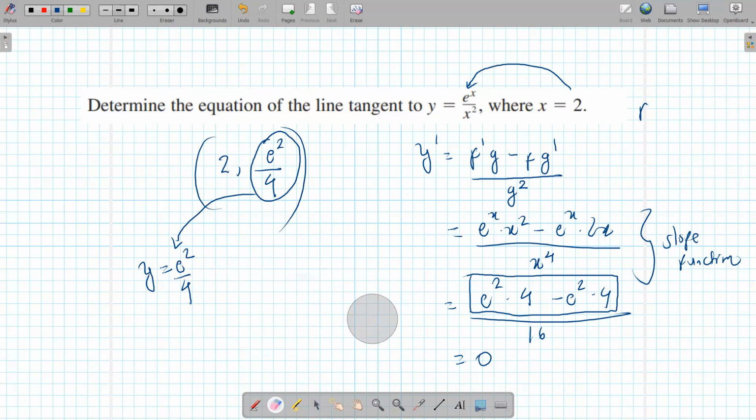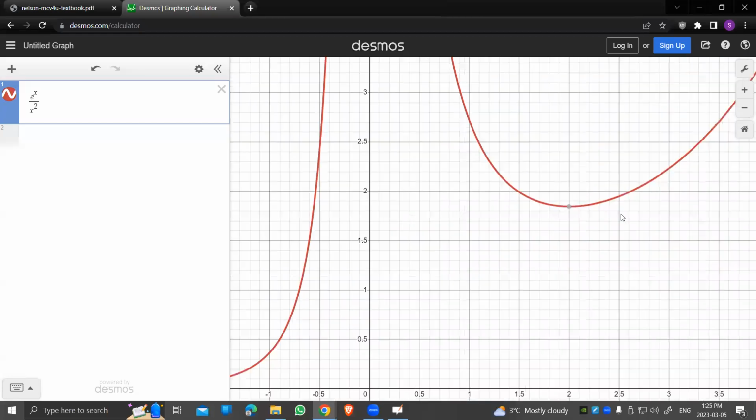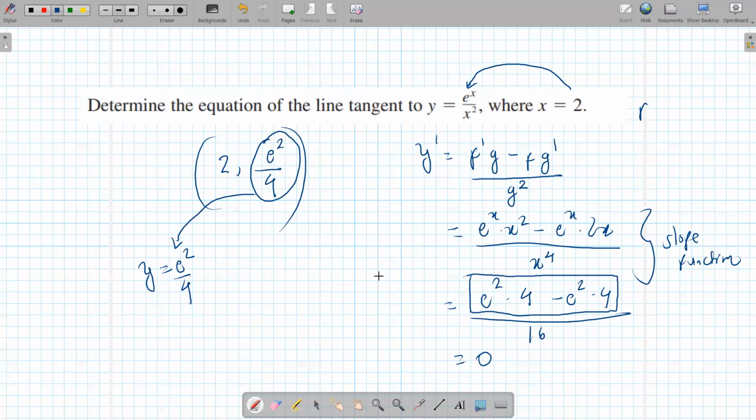So basically at 2, looks like there is a turning point for this guy. We can look this up actually. Like, the slope is 0, that means there should be a turning point. What does that even look like? E to the x over x squared. Looks something like this. See at 2, it turns. So when you go and draw a tangent line here, it's gonna be horizontal. And that makes sense, right?